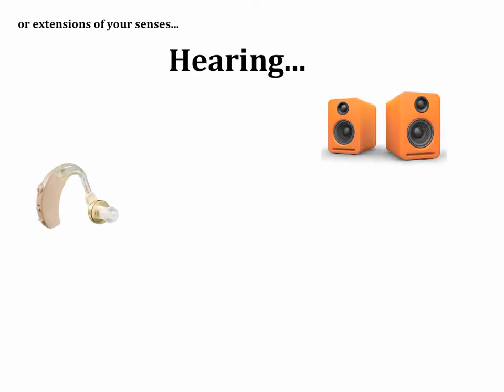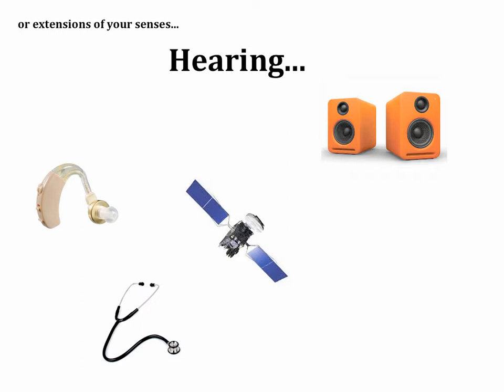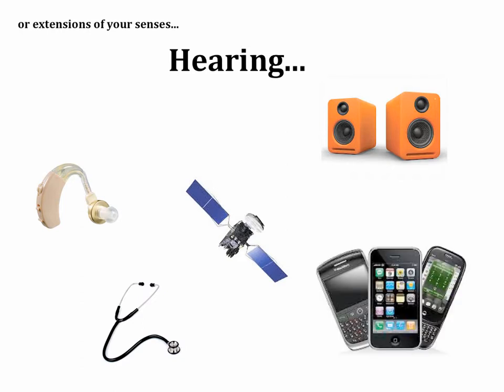So what about hearing? What things, think about this for a second, allow you to hear things that you would not otherwise be able to hear? Things like a hearing aid. As you lose your hearing, these can help allow you to hear things better. Speakers, right? They can make whatever you're listening to really loud or really soft. Satellites again. A stethoscope allows you to hear the heart. And of course, all of your cell phones and things like that. And I'm sure you can think up additional stuff as well.